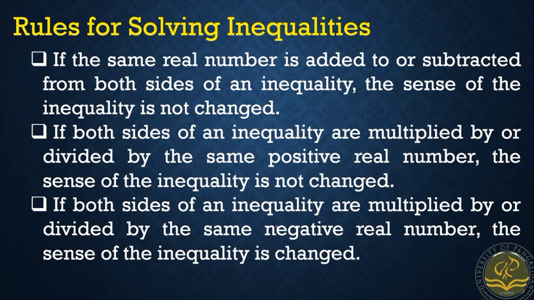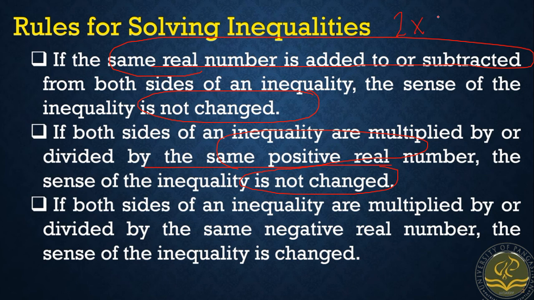Then aside from that, we have rules when it comes to solving inequalities. If the same real number is added or subtracted, our inequality does not change. It also does not change if the inequality is multiplied or divided by the same positive real number. I repeat. If it is the same positive real number, for example, we have 2x is greater than 3, then you need to divide it by 2. Do not change the inequality. Why? Because the real number is the same, and it is a positive real number.